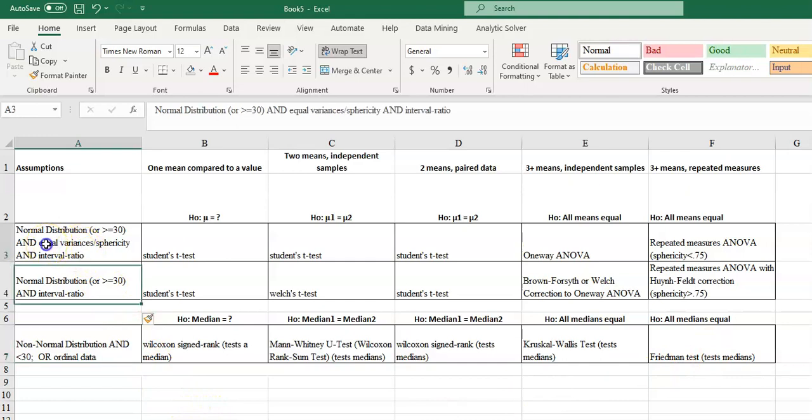Okay, so we'll come back up here. This is our simplest case. And so once we've established that the data is interval ratio, I'll either be in row 3 or row 4 now.